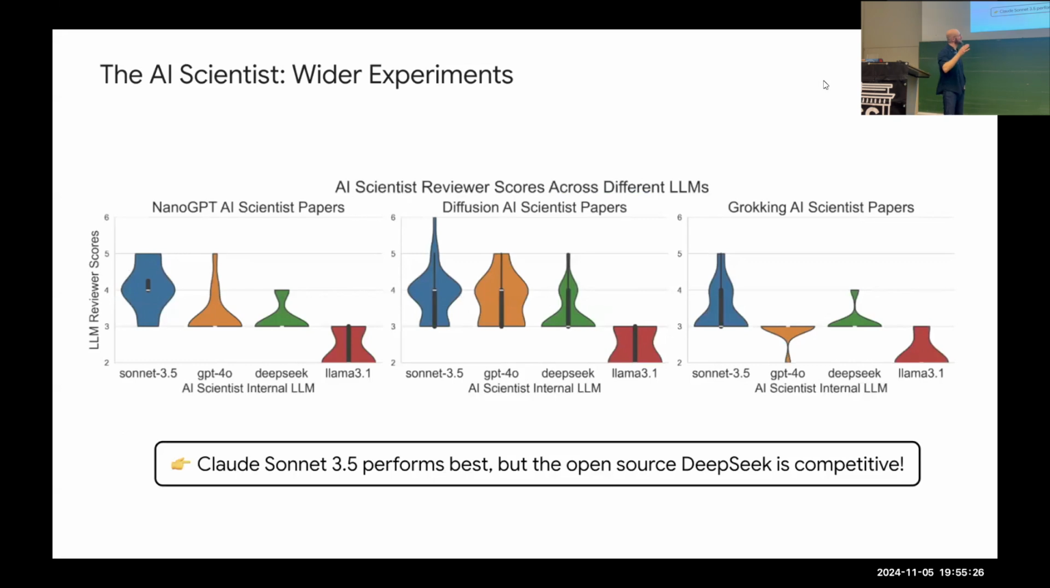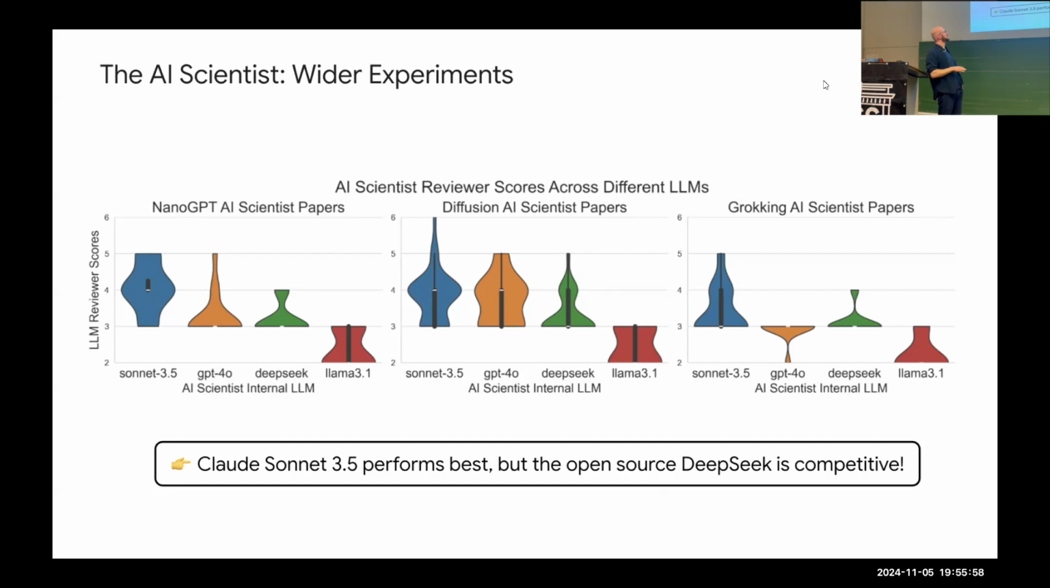So here we're showing you more detailed results. We ran essentially this AI scientist pipeline for the 3 templates, so for the NanoGPT, the diffusion, and the grokking, using 4 different foundation models, and we generated 50 papers each, right? So basically what you can see here are the scores, or essentially the box plots for 600 generated papers. And you can see basically that Sonnet 3.5 performs best in terms of the LLM reviewer score.